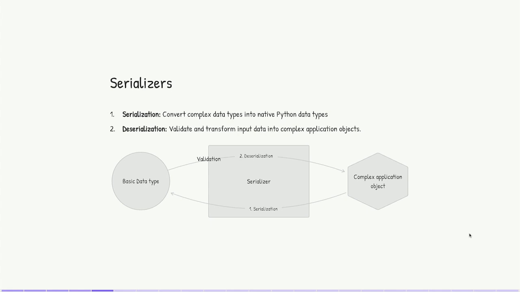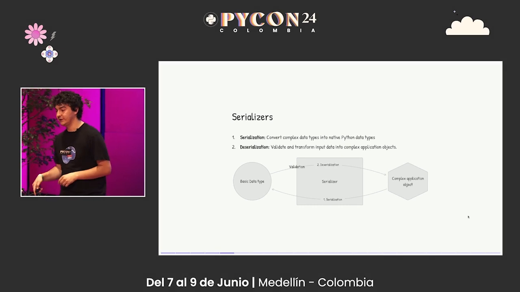Important thing, serializers are not in charge of parsing. The idea is that you parse whatever comes from the outside, and with that parsing you will have Python native data types, and that's what you put into the serializer.